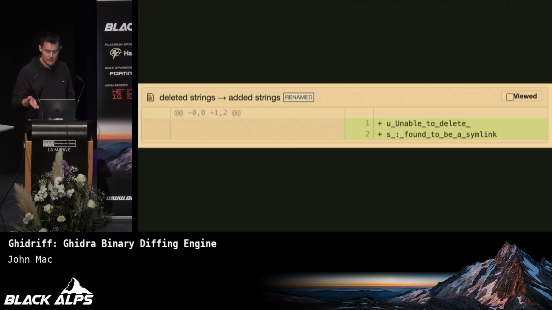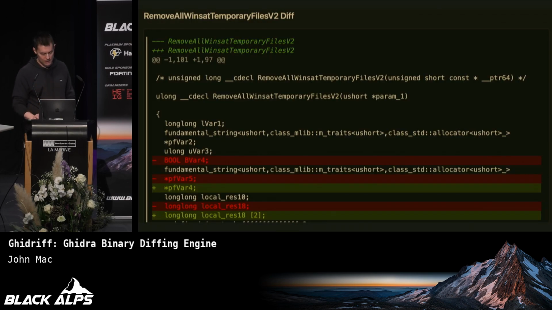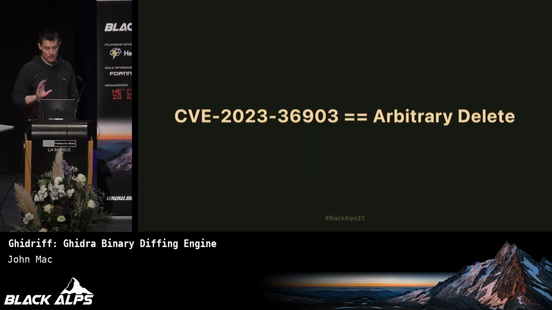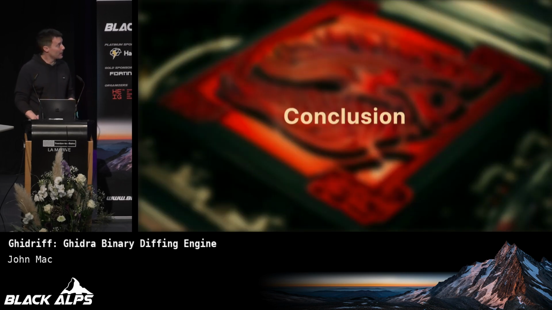If we look at the strings diff, that kind of points that way. It says this is found to be a symlink. So likely what they've done is remove the unsafe API and replace it with a new one. So we're speculating just from doing the patch diff at the high level, using Ghidriff and nothing else, that this was an arbitrary delete. And so that's kind of the power of patch diffing. You can go and see for yourself what has happened, what has changed.